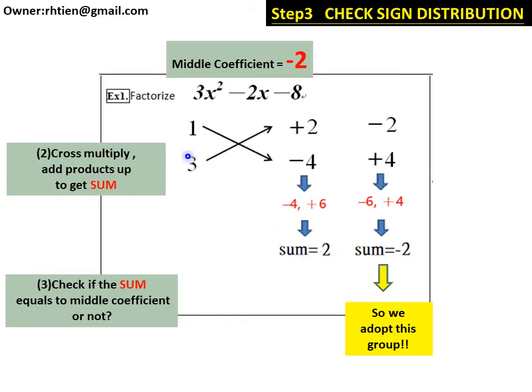And we cross multiply them and add the products up to get the sum. The first group, 1 times negative 4, we get negative 4. 3 times positive 2, we get positive 6. The sum is equal to 2. In the second group, the sum is equal to negative 2. But here, the middle coefficient is negative 2. So we adopt this group.